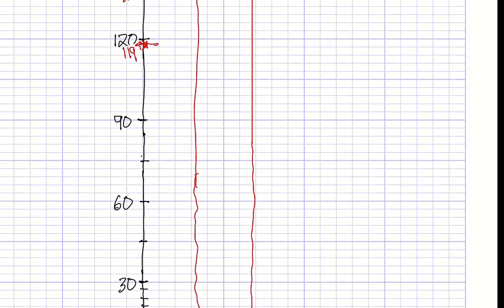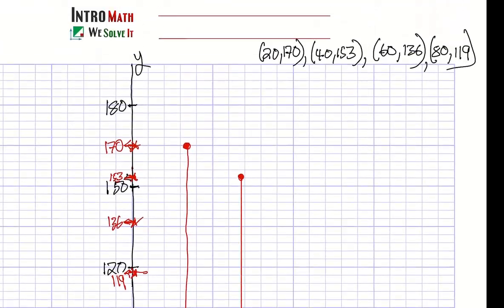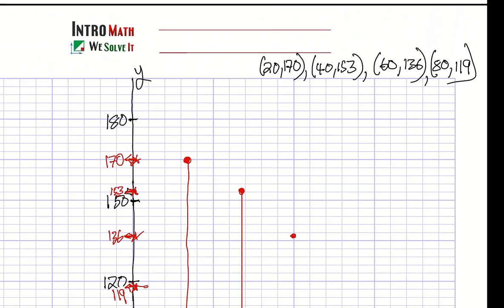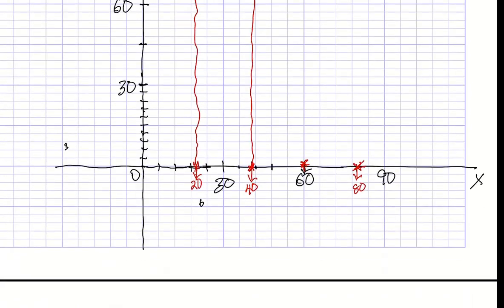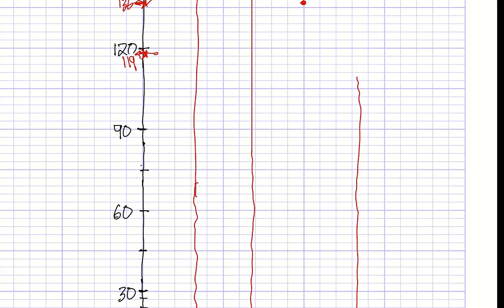60 and 136. Okay, we know 60 is there, we can see it. Where is 136? Right here. 136 is somewhere here. Okay, we can see that clearly. So 80 and 119. Where is 80? So we have to trace it up. That's 80. We'll trace it up here. Where is 119? Oh, sorry. 119 is here somewhere.